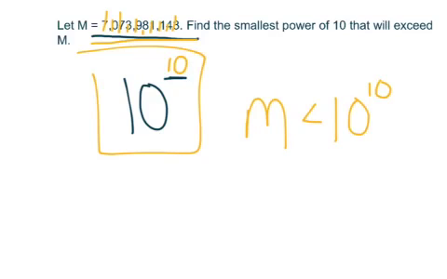Remember, all I did was count my number of digits. If you would have gone 10 to the 9th, you would have been too small. If you would have gone 10 to the 11th, you would have been too big. Remember, just count your digits.